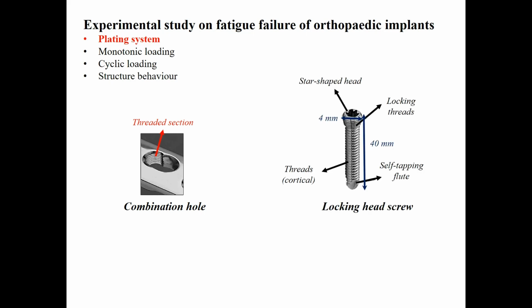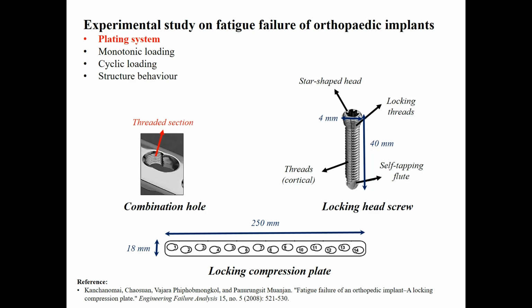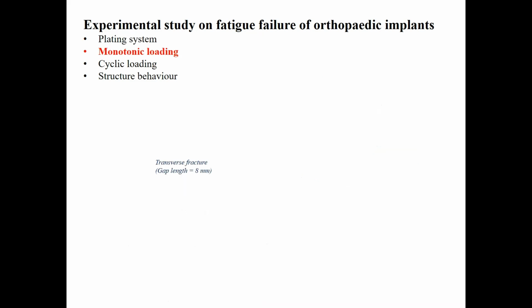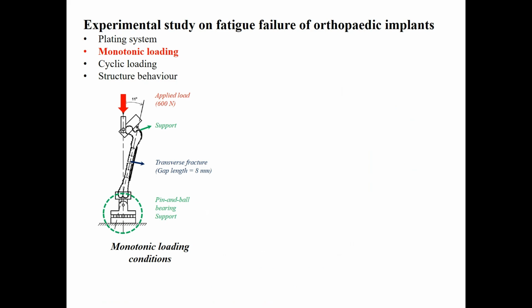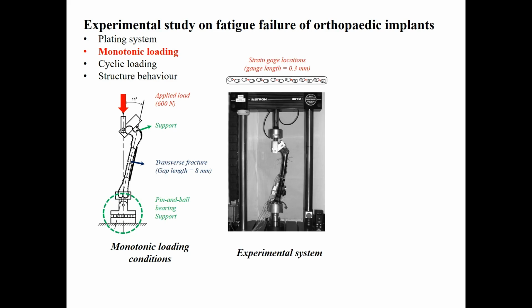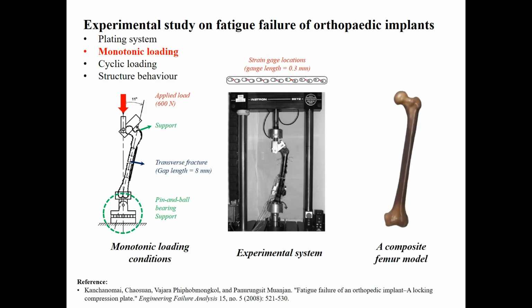A combination hole allows the insertion of locking head screws through the threaded section. The plating system was first fixated, through the locking holes, to a specific composite femur model with a transverse diaphyseal fracture. Using a servohydraulic machine, a monotonic load was applied to the composite femur plate system. 7 strain gauges were installed on the plate, and maximum strain values at different locations on the plate were recorded when the full walking load was applied.